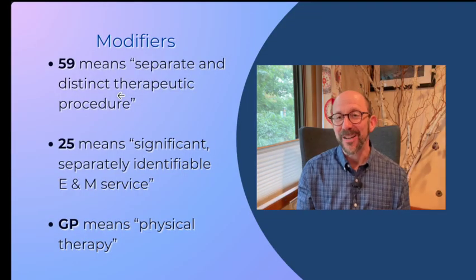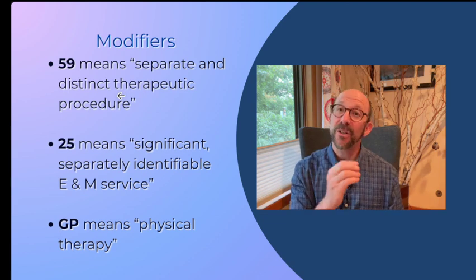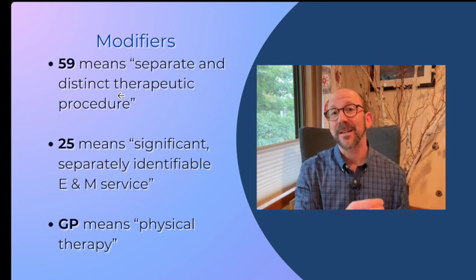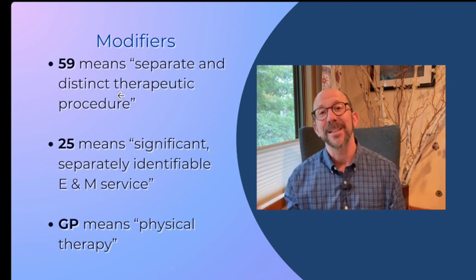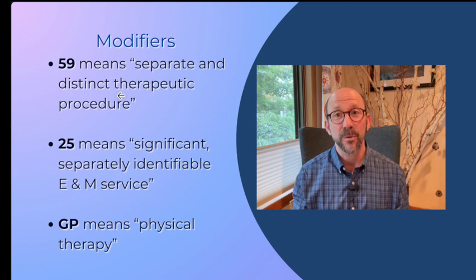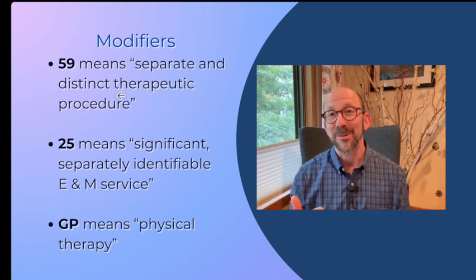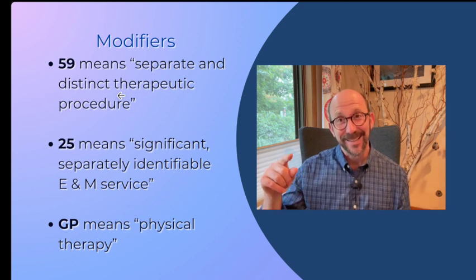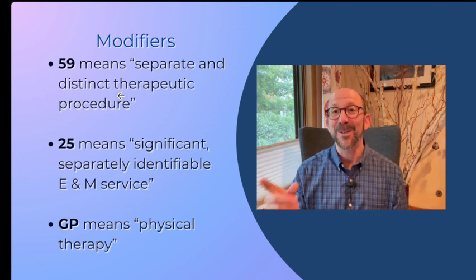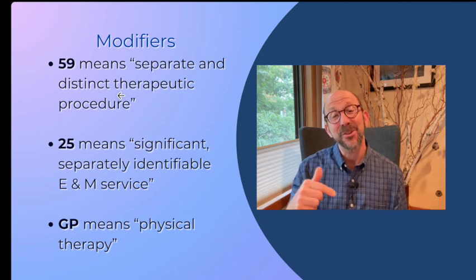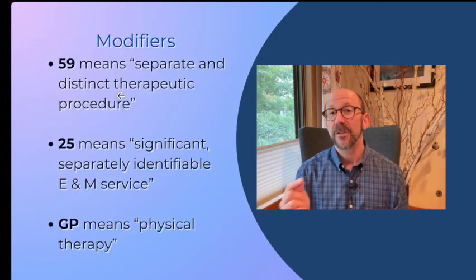We also have the 25 modifier. That's the same thing, but for your E and M codes. So 99212-25 tells the insurance company, we did a straightforward, fairly low complexity, established patient exam, significantly separate and identifiable from what we would normally do for the adjustment. And in the treatment notes, you're going to say why. They had a new complaint. They had an exacerbation. Some new information came to light that needed to be investigated. If you do the work, you should get paid, and you will if you code it correctly. Okay? 59 for therapy, 25 for exam codes.